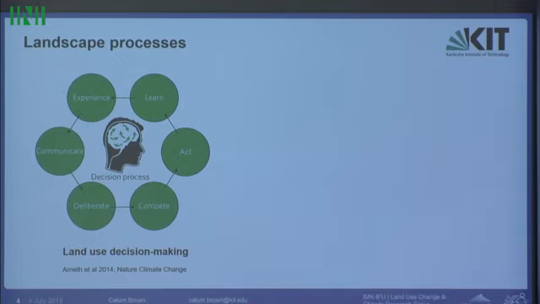For example, this is one of many potential identifications of key processes in land use decision making, the processes that happen when people decide what to do with land. In this case, there are 6 key processes: learning, experiencing, communicating, deliberating, competing, and finally acting before going back through the cycle.